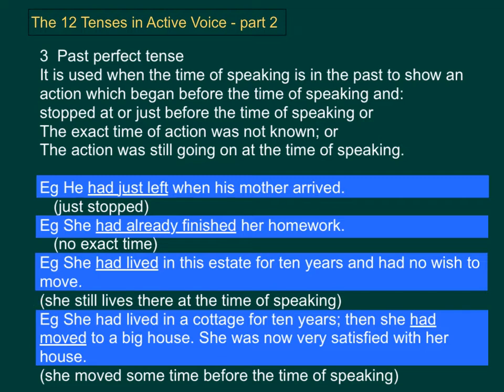This sentence is an example of an action that is still going on at the time of speaking. So in this sentence, we know that she had lived in this estate for 10 years and she is still living in the estate. Example 4.